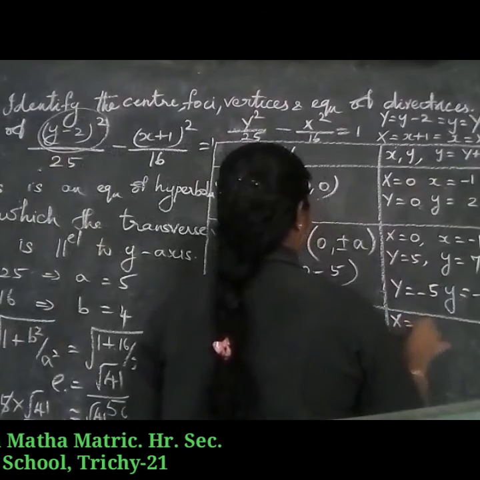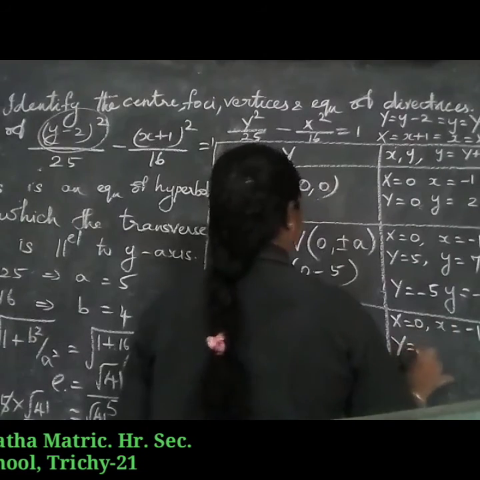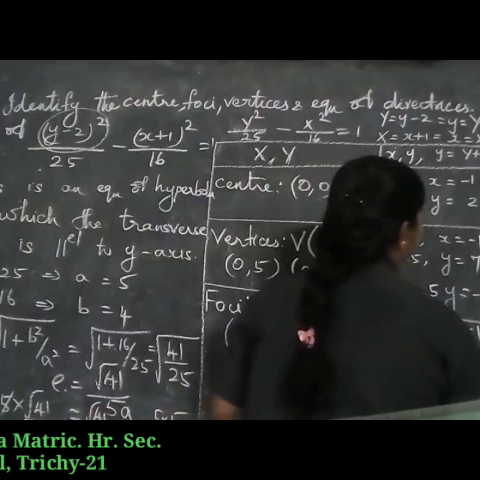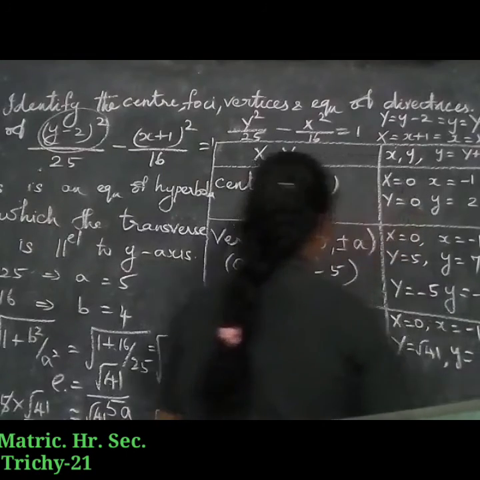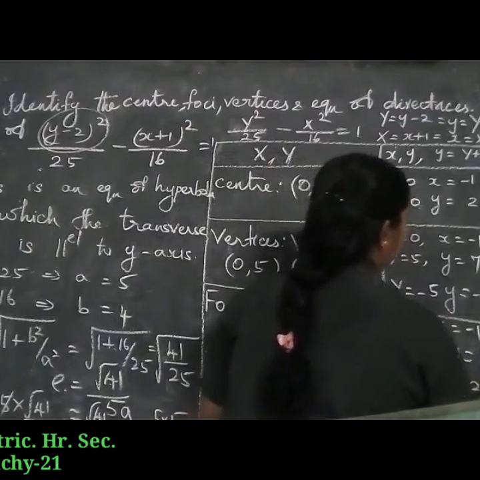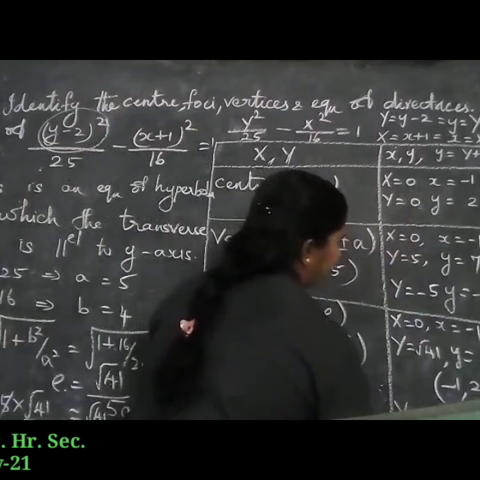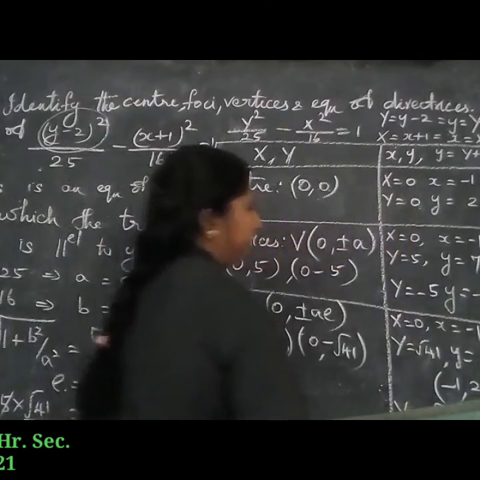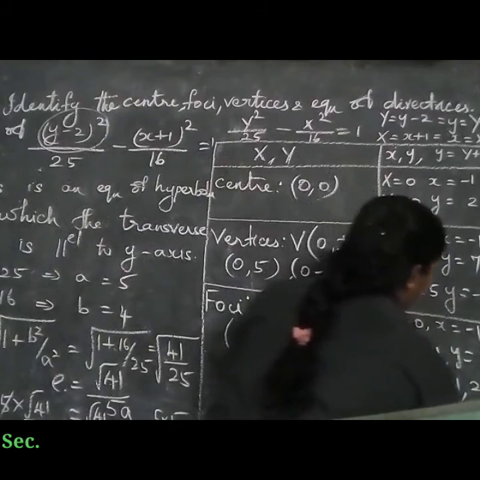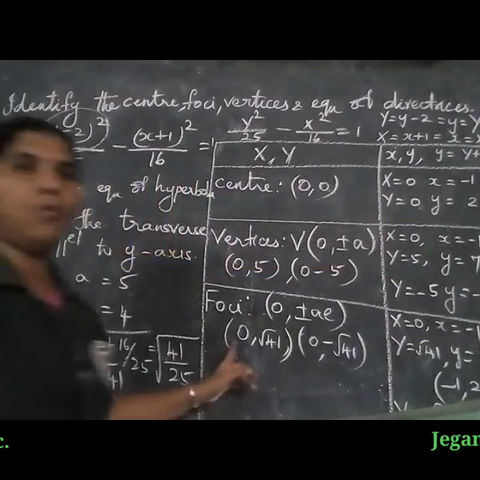When capital X is equal to 0, small x is equal to minus 1. When capital Y is equal to root 41, small y is equal to 2 plus root 41. Therefore, one of the foci is minus 1 comma 2 plus root 41. Then for another one, Y is equal to minus root 41. Then we will get the second focus as minus 1 comma 2 minus root 41. This is the value of focus.